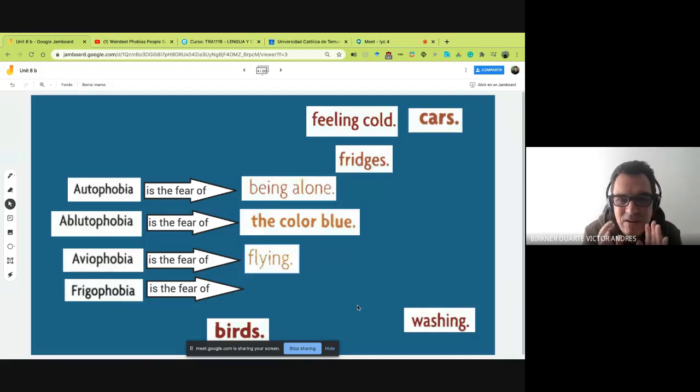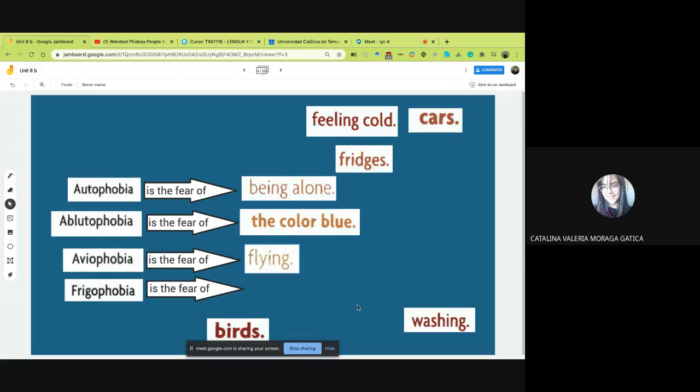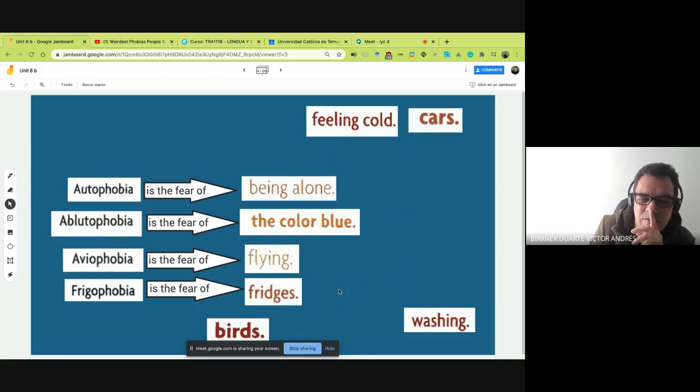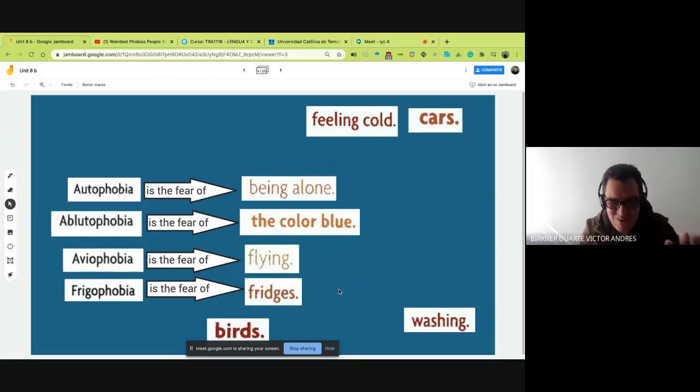And finally, frigophobia is the fear of fridges, feeling cold, cars, washing, or birds. What do you think? Fridges? Do you think that there might be some people who are afraid of fridges? I don't know. Yeah, I think so. People fear a lot of funny things. Yes, there might be some people who are afraid of fridges because they contain a lot of food and they don't want to eat, but they want to stay away from fridges, right?